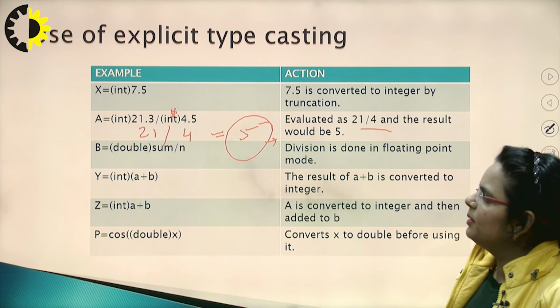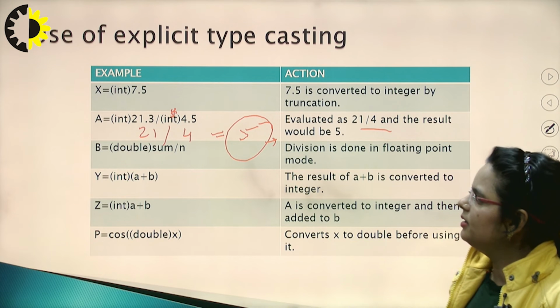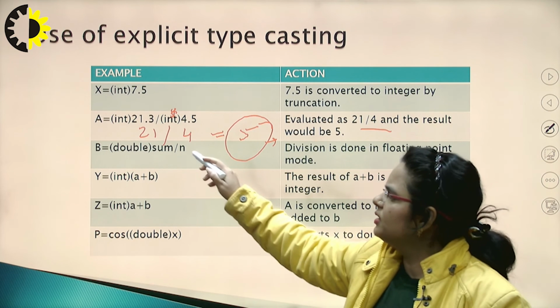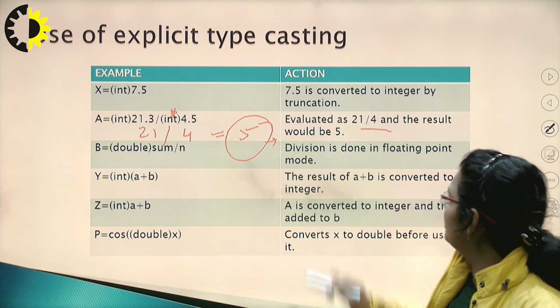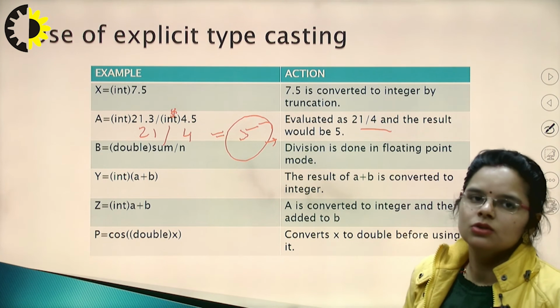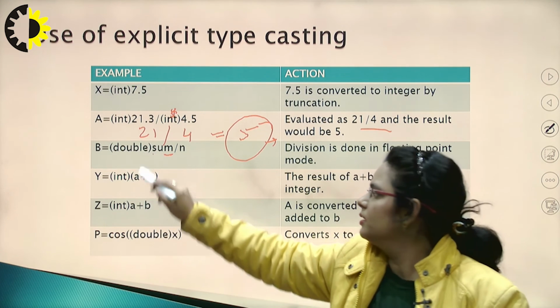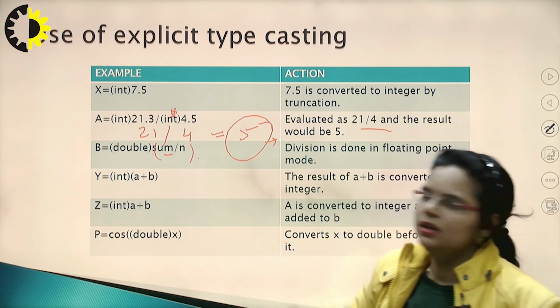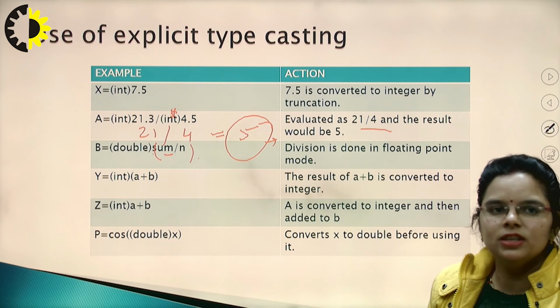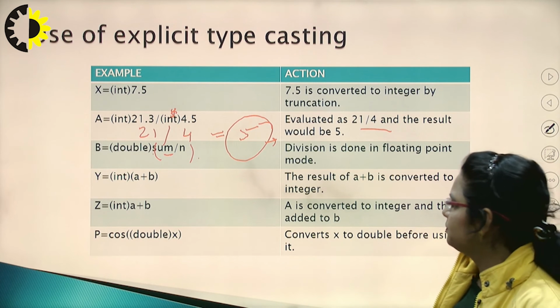We have another example. B is equal to double sum by 9. So this entire division is actually done in floating point mode. First of all, the value sum would be converted to double, and this entire expression is done in double mode, and the value would be saved in double form only.